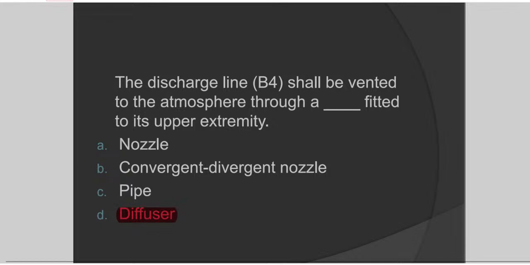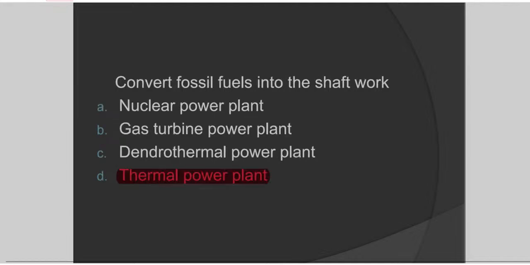The discharge line shall be vented to the atmosphere through a ____ fitted to its upper extremity. A. Nozzle B. Convergent-divergent nozzle C. Pipe D. Diffuser. Which converts fossil fuels into shaft work? A. Nuclear power plant B. Gas turbine power plant C. Geothermal power plant D. Thermal power plant.